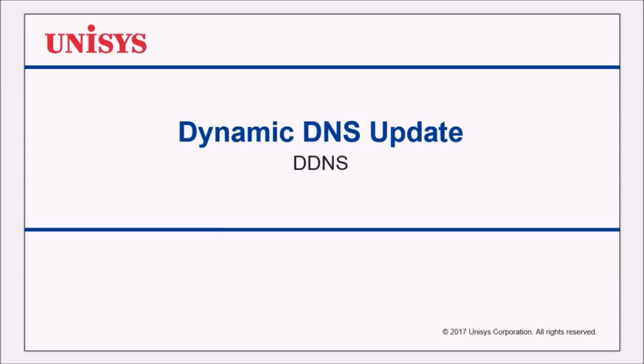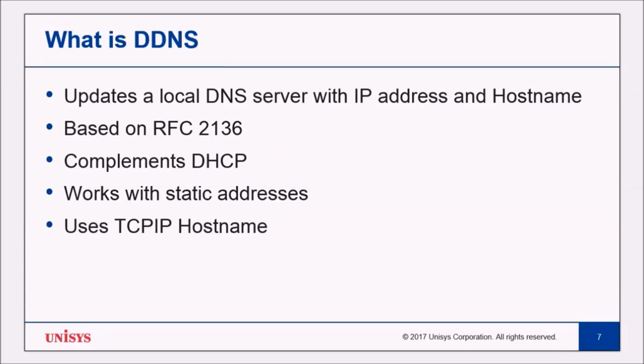Let's move on to Dynamic DNS. This is typically coupled with the DHCP feature, but can be used without it. Dynamic DNS simply sends a record of the latest IP address and hostname to a local DNS server. This allows other systems on the network to resolve our IP address using our hostname. Dynamic DNS makes it simpler for DHCP addresses to be associated with our hostname since the address isn't static. However, Dynamic DNS also works with static addresses if required.